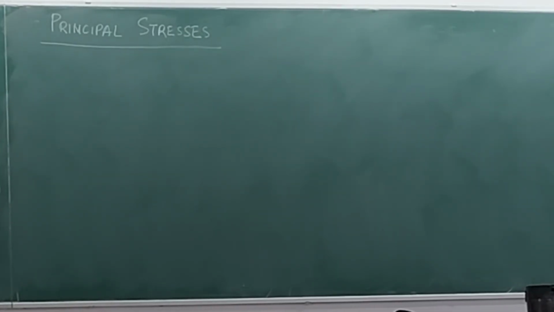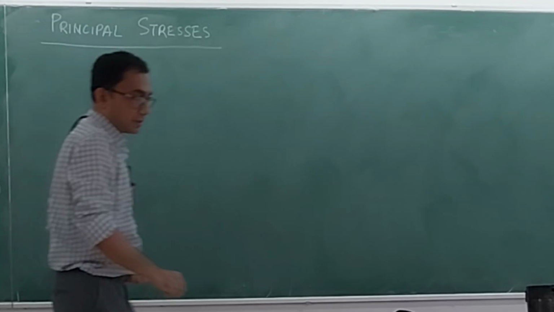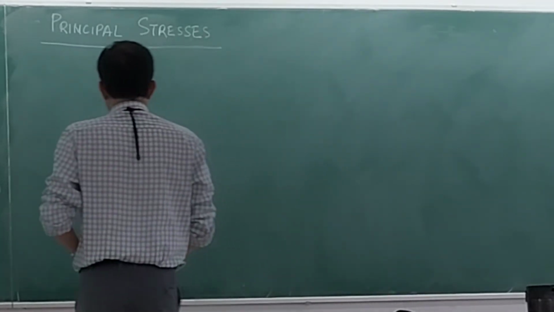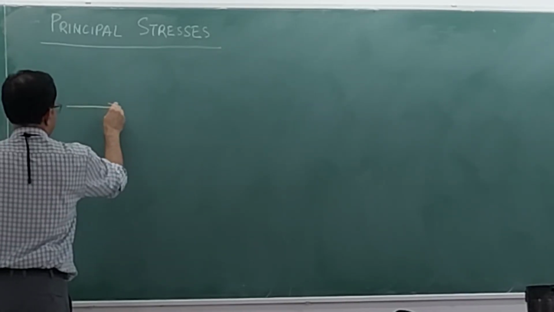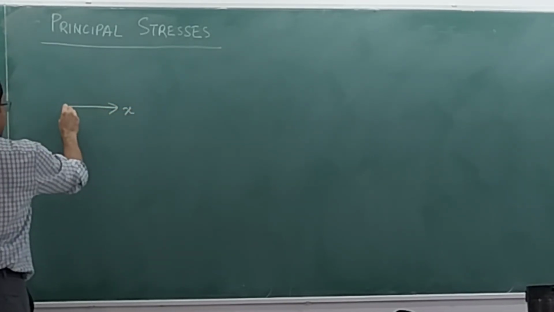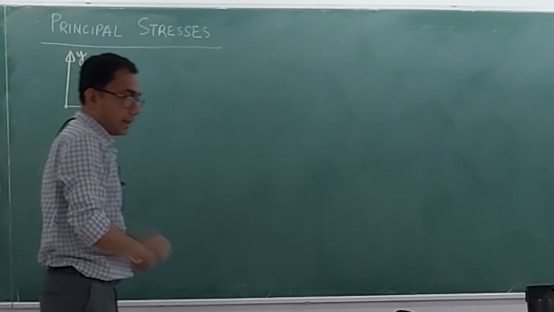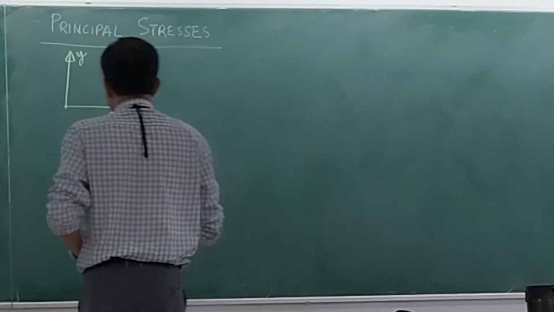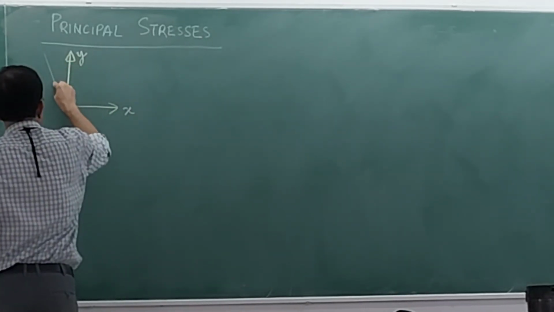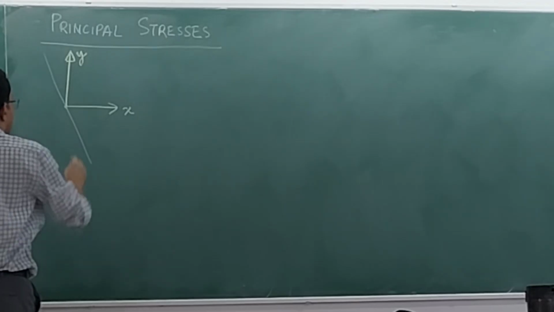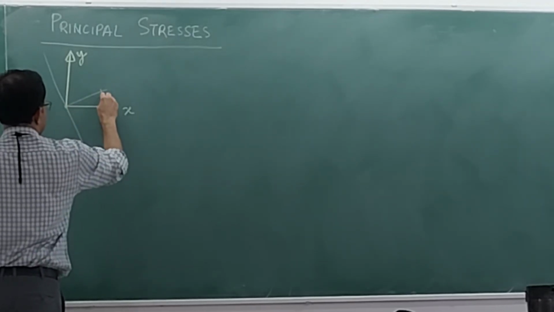All right. Again, we are not going to follow Beer and Johnson. We are going to follow something completely different. So we'll take up this picture. This is our x-axis. This is the point in which we are interested in. This is the y-axis. And we have this arbitrary plane on which the outward normal is like this.